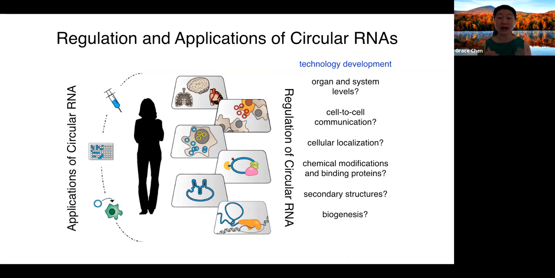We're interested in how a cell knows when to make a linear RNA and when to make a circular RNA, so in terms of the biogenesis. And how does the cell know, again, for these virally derived circular RNAs now identified, how are they different from our endogenous circular RNAs? What are the secondary structures of these circular RNAs from viral and host sources?